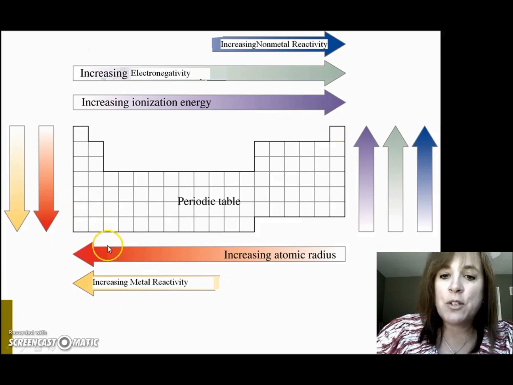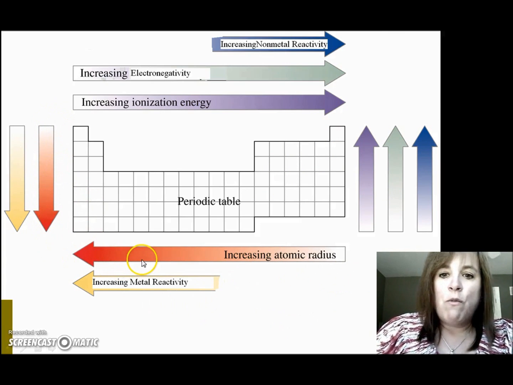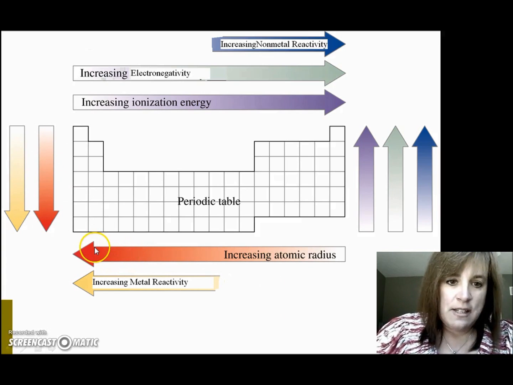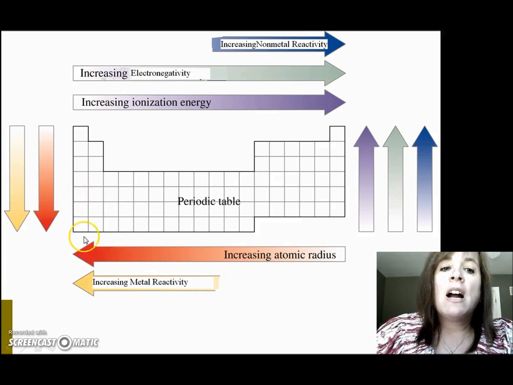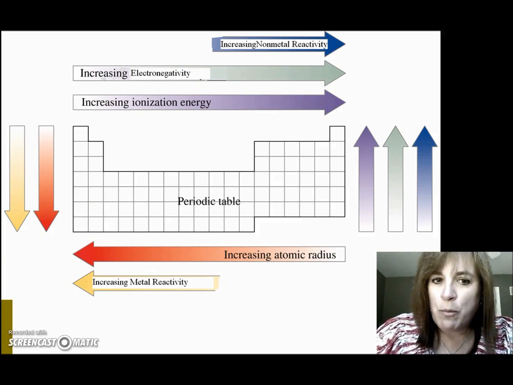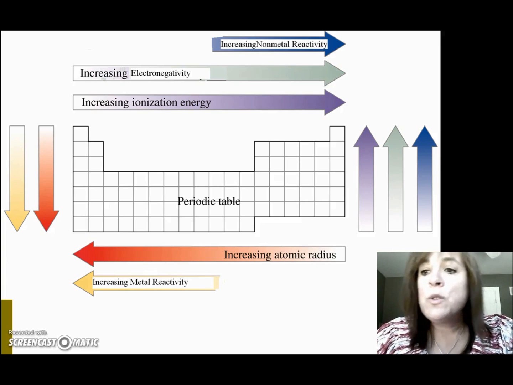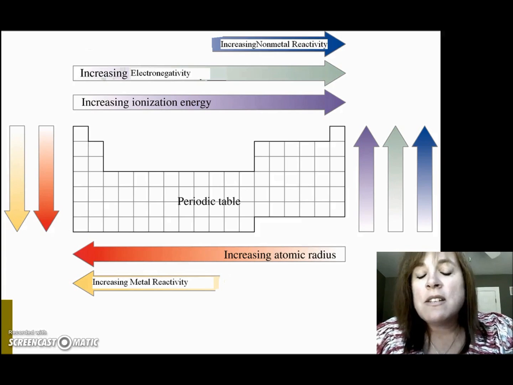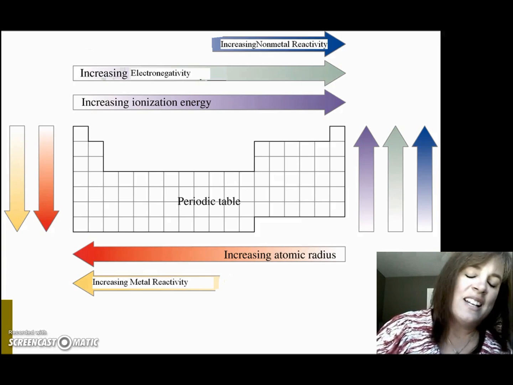In the bottom left corner, so make some arrows that point down and to the left and write increasing atomic radius and increasing metal reactivity. So our biggest and most reactive elements are down in this corner. Now, on your notes, try some check your learning practice. I'm going to give you some pairs and see if you can figure out who's biggest, who's got the most ionization energy, electronegativity. See if you can get those right, and then I'll see you in class.